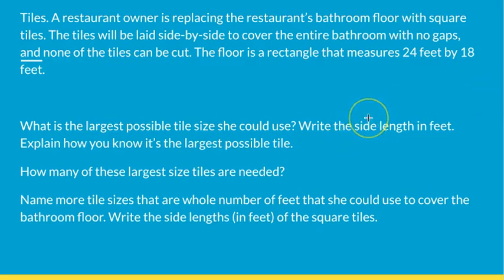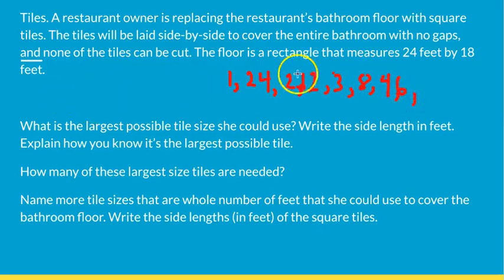So what are we going to need here? We're going to need a greatest common factor, right? Because we need something that can break up both of those equally, because we can't cut up the tiles. So we need to think about our factors of 24. We got 1 and 24, 2 and 12, 3 and 8, 4 and 6, and that's all of them.